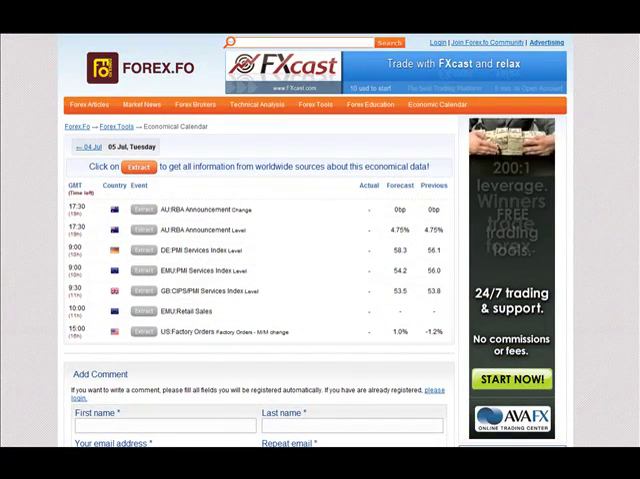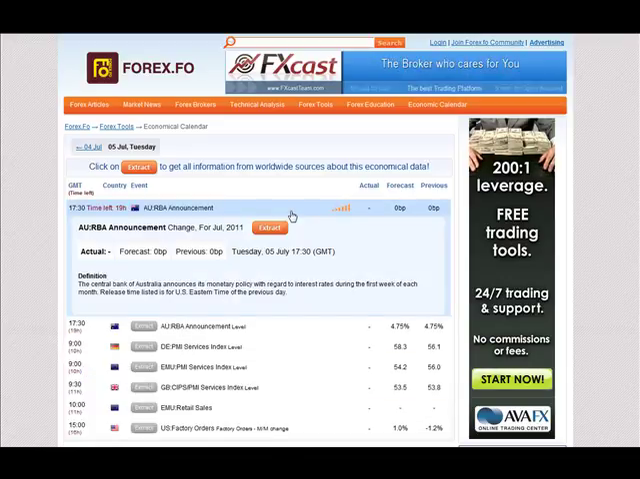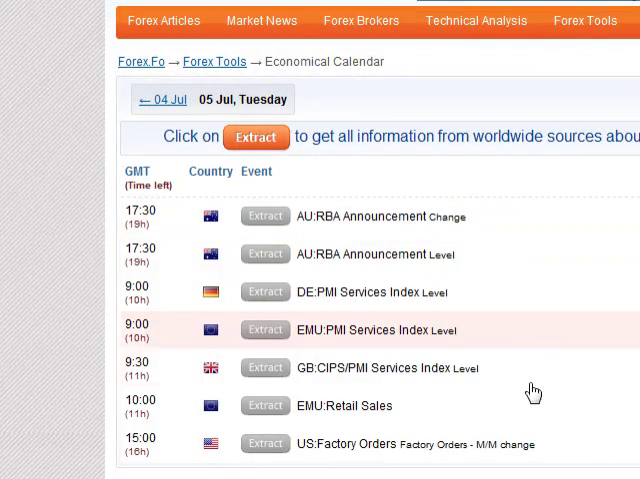As we move to our economic calendar, we see one big thing right off the bat, and that is our monetary announcement in the Aussie. This is their announcement regarding their monetary policy and their interest rates. We have a lot of inflation data. We got PMI in Germany, PMI in the European Union, PMI and CIPS in the pound.